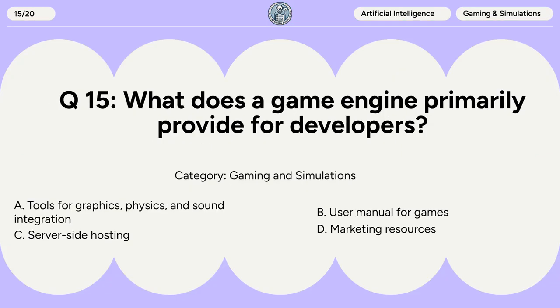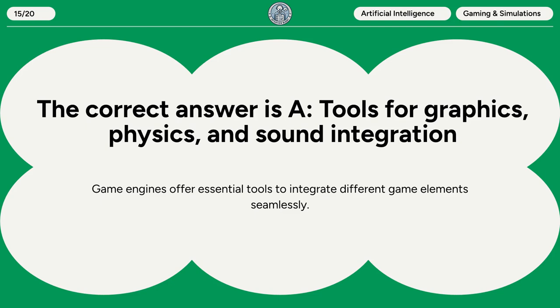Question 15. What does a game engine primarily provide for developers? A. Tools for graphics, physics, and sound integration. B. User manual for games. C. Server-side hosting. D. Marketing resources. The correct answer is A. Tools for graphics, physics, and sound integration. Game engines offer essential tools to integrate different game elements seamlessly.